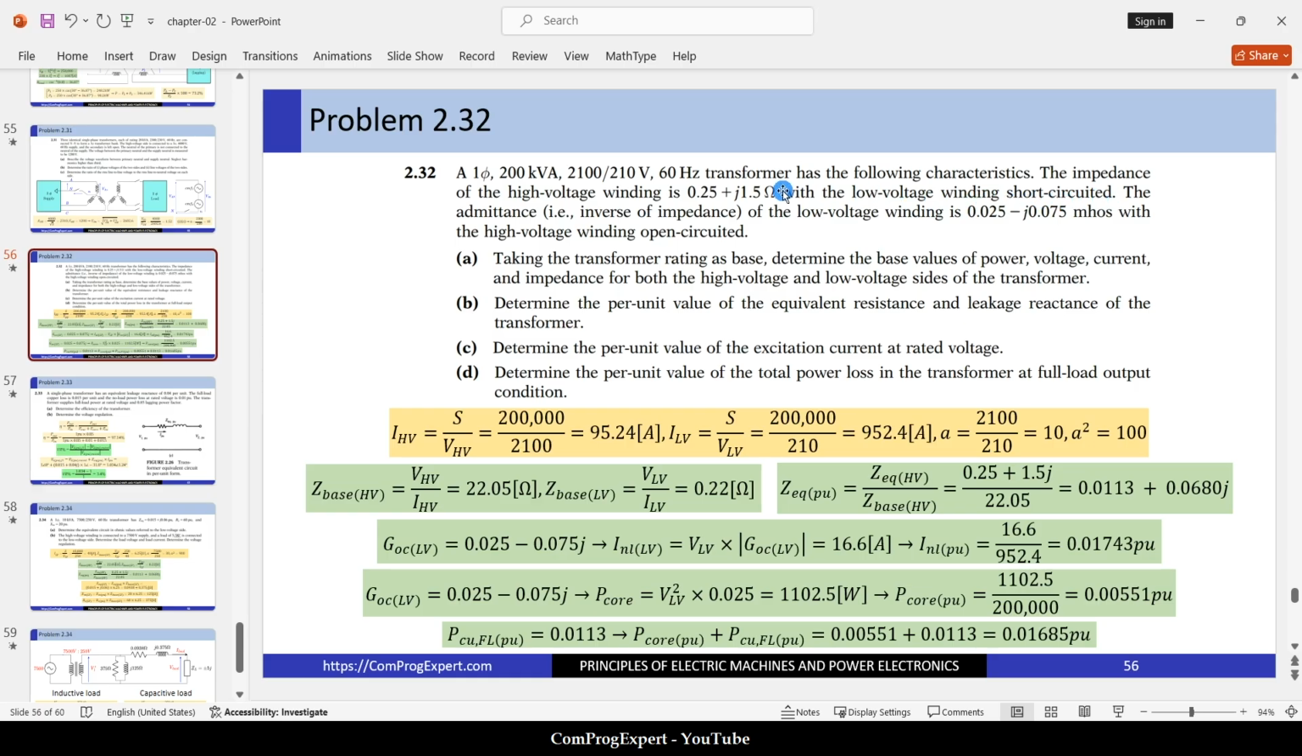So this is the impedance of the short circuit test. That is actually the Z equivalent. This is the equivalent resistance and this is the equivalent leakage reactance.